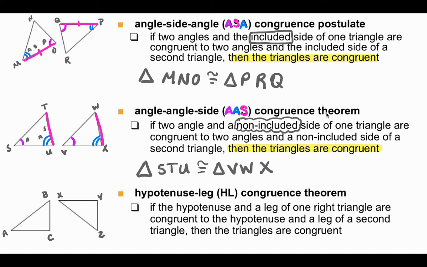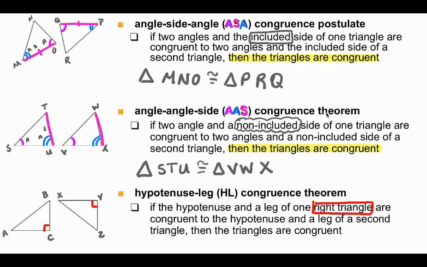Now, the next one only has two letters within its name, but you can't get these letters without a certain type of triangle. So this one requires that we have right triangles. This only works on right triangles. So a right triangle is the only type of triangle with a hypotenuse. So hypotenuse leg only works for right triangles.